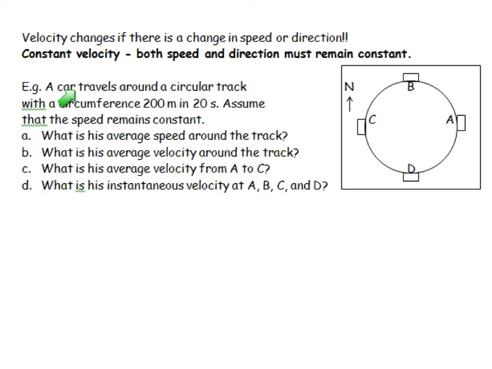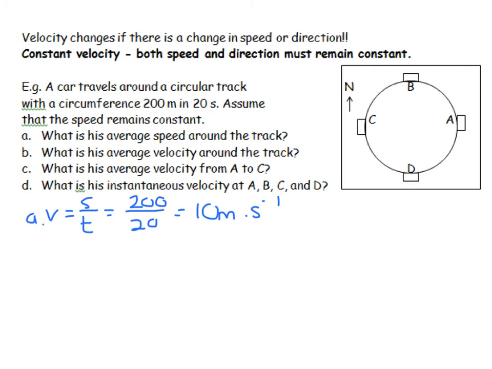It's a car, it's not a person. A car travels around a circular track. The circumference of that track is 200 meters. In 20 seconds, assume that the speed stays constant. What is his average speed around the track? So I take the total distance and I divide it by the total time. 200 divided by 20, and I get 10 meters per second.